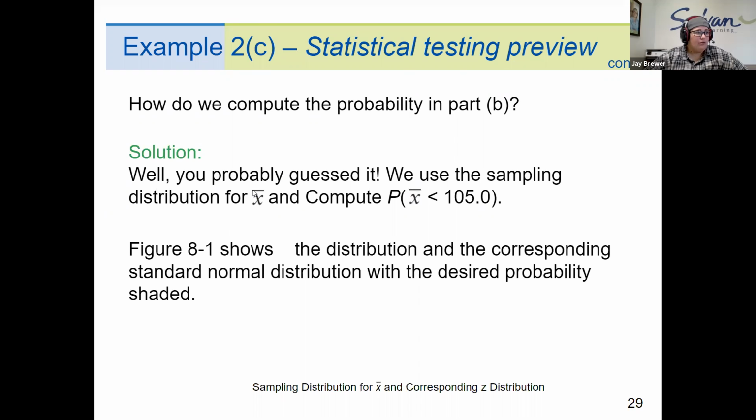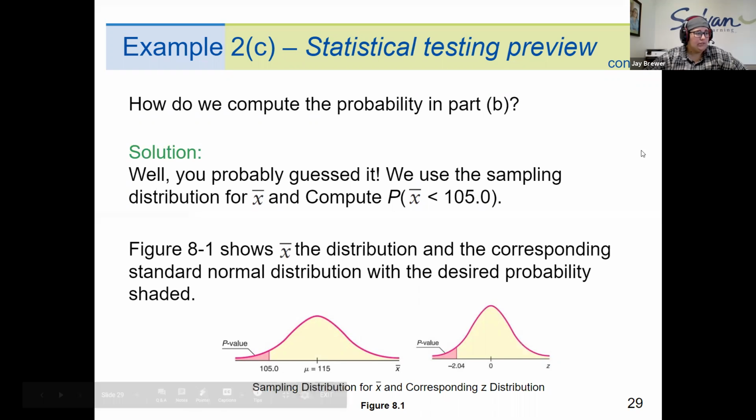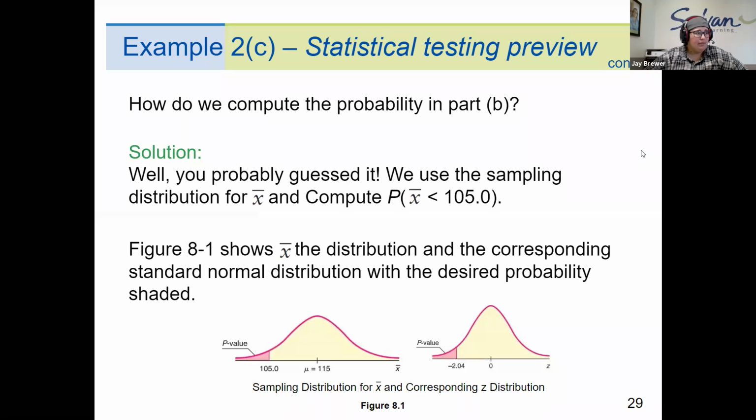All right, so first you had to find X bar, which you already did. Figure 8.1 shows the distribution and corresponding standard normal distribution with desired probability shapes. So here's our p-value. Okay, they've already done the z-score for you, but you would have to do that on your own. Okay. All right. Figure 8.1 is obviously very important to you.